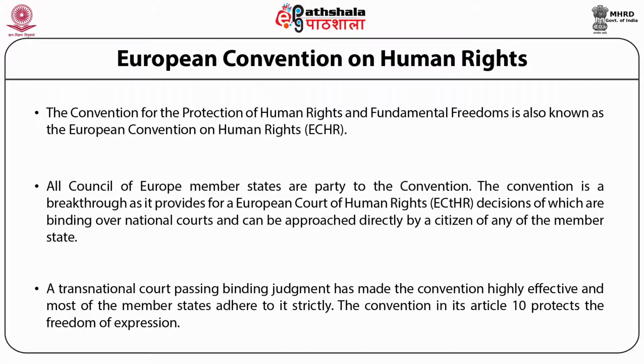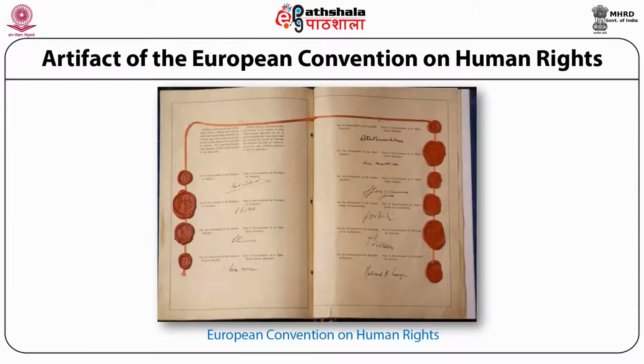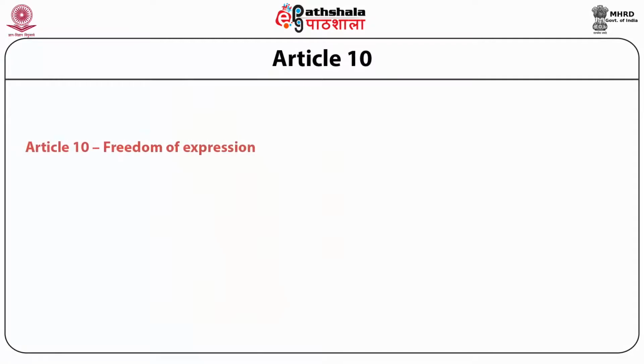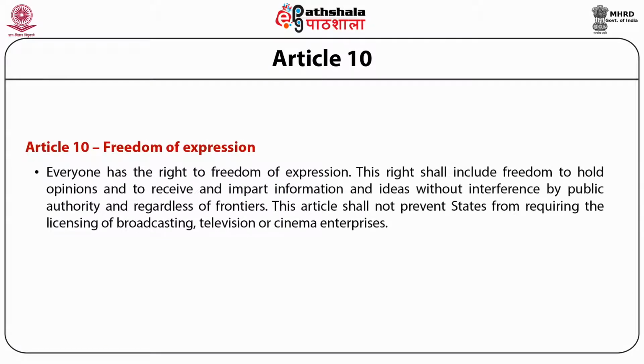So now let's consider Article 10 of the European Convention on Human Rights. Article 10. Everyone has the right to freedom of expression. This right shall include freedom to hold opinions and to receive and impart information and ideas without interference by public authority and regardless of frontiers. This article shall not prevent states from requiring the licensing of broadcasting, television, or cinema enterprises. Therefore, Article 10 of the ECHR, much like the other international instruments, speaks of the freedom to hold opinions and to receive and impart information and ideas.